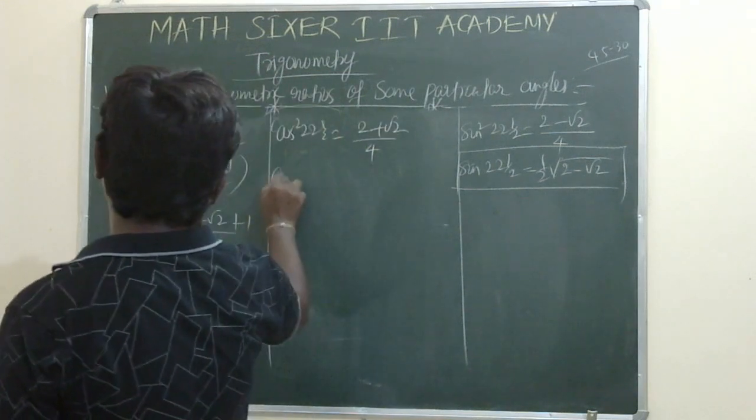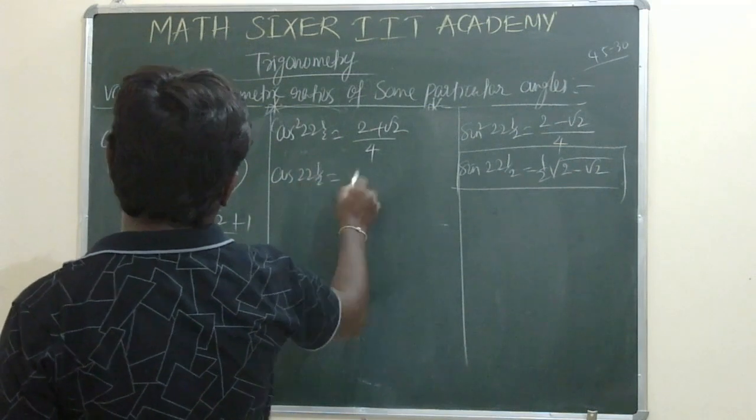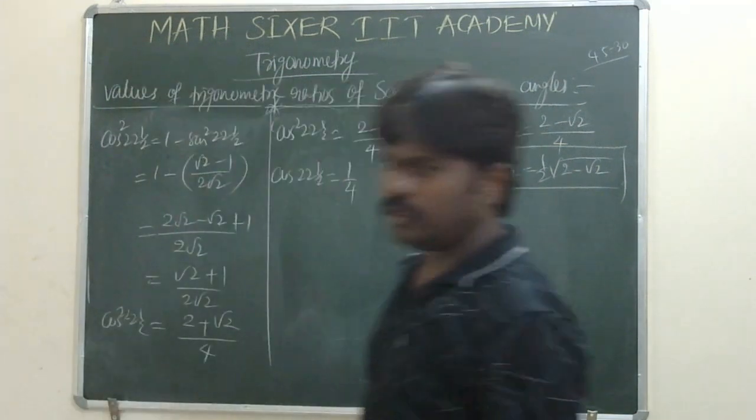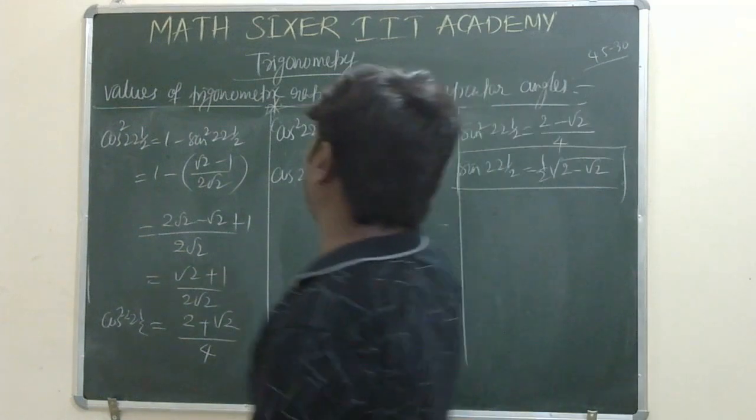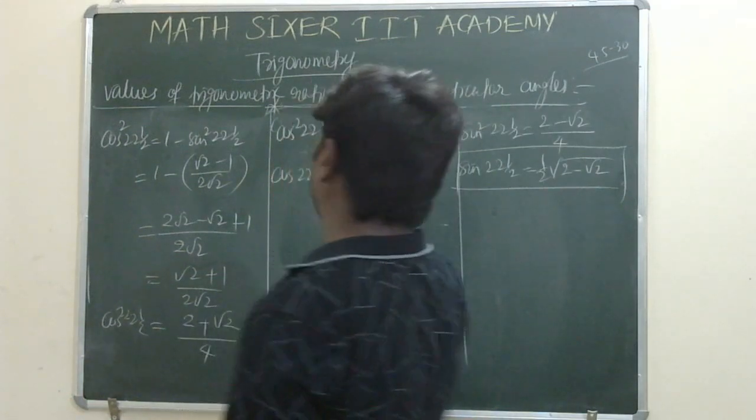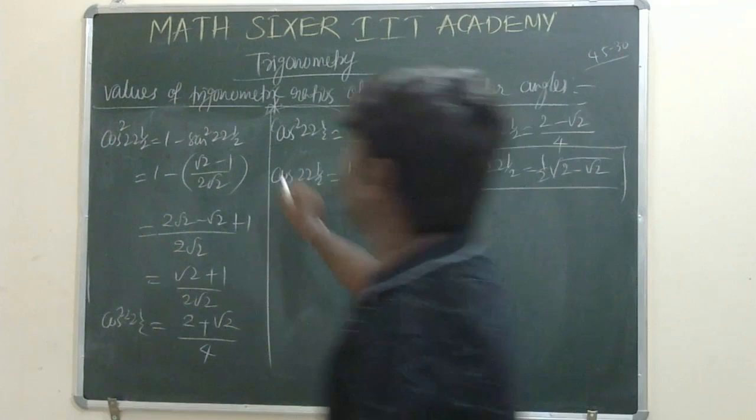So now cos 22 by 2 value if we want, then we have to take the square root on both sides. So hence you will get 1 by 4 into 2 plus root 2. Okay, so this is the value of cos 22 by 2.